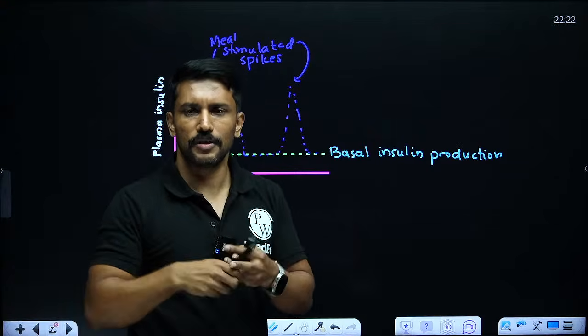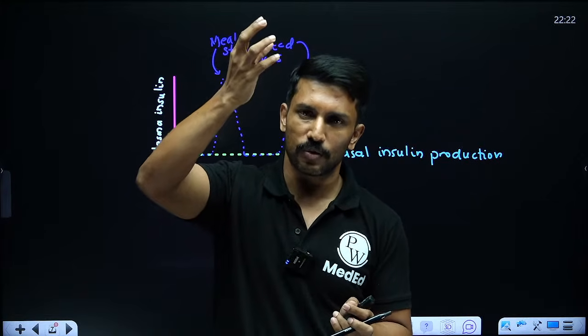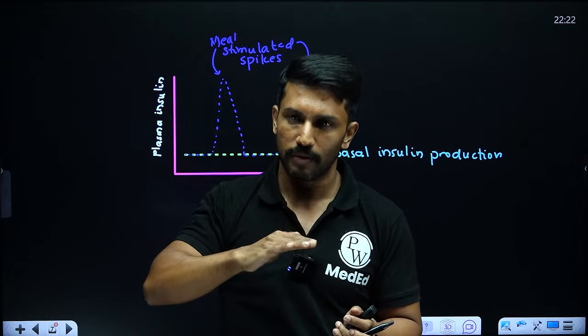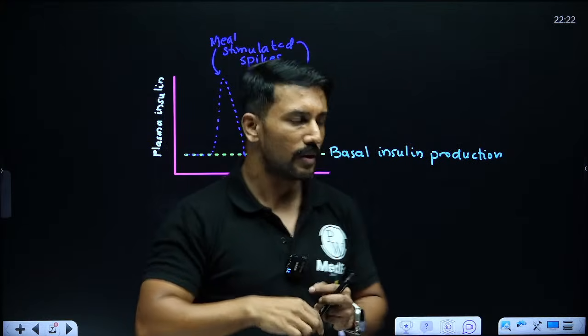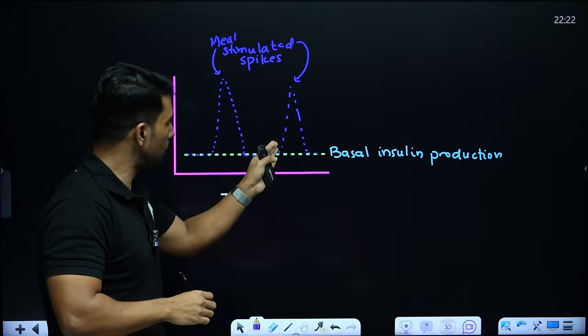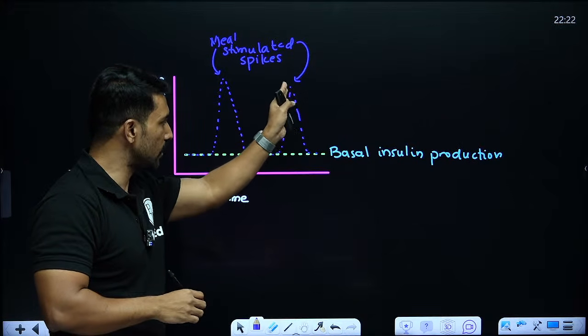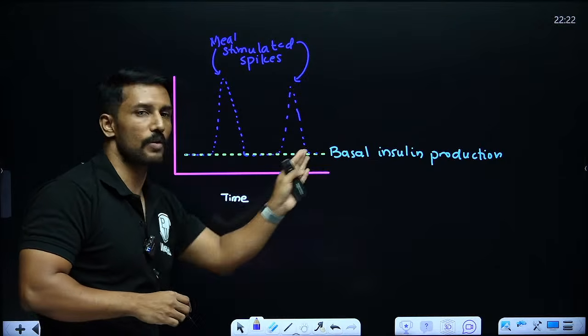Constant insulin production, I take a meal, blood glucose level increases, my beta cells will produce more insulin so that the blood glucose level can be brought down. Once the blood glucose level comes down, insulin level also comes down. If I take another meal, blood glucose level spikes up, proportionately insulin level spikes up till the blood glucose level comes down. Once the blood glucose level comes down, insulin also comes down.